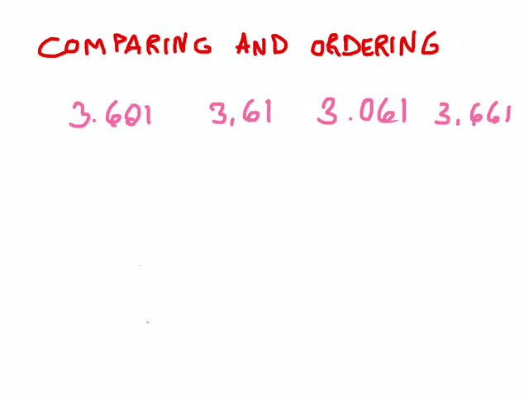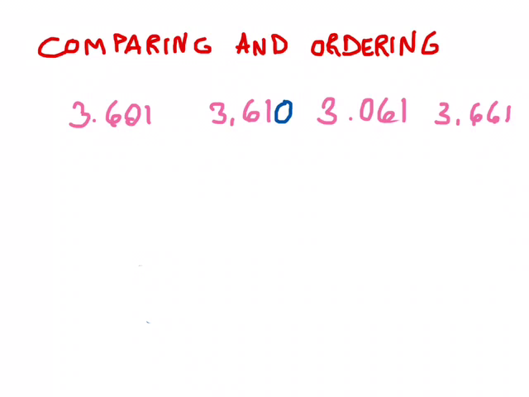Here's one final example. I've got 3 and 601 thousandths, 3 and 61 hundredths, 3 and 61 thousandths, and 3 and 661 thousandths. This might be a really good time to just add a couple zeros so that they all have the same number of decimals. I can already tell that from my ones place, the ones place is not going to help me. They're all 3s. So I'm going to be looking exclusively at the decimal places here to decide what's bigger and what's smaller. So if they all had 3 decimals instead of one of them being shorter, that might help out. So I'm going to add a 0, and that kind of makes things easier to see.